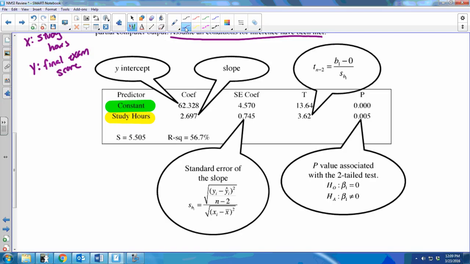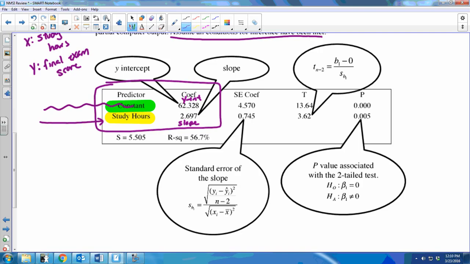We looked at them in Unit 2, and we just looked at this part. We ignored everything else, right? This was the y-intercept, and this was the slope. It's the number that comes before study hours in the equation. So the confidence intervals we're doing for this are only for slope. We only need to look at this line. This line will not help us write the confidence interval. Are we okay with that?